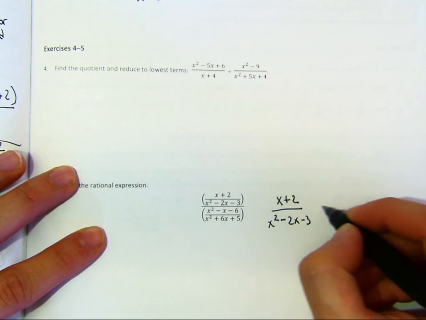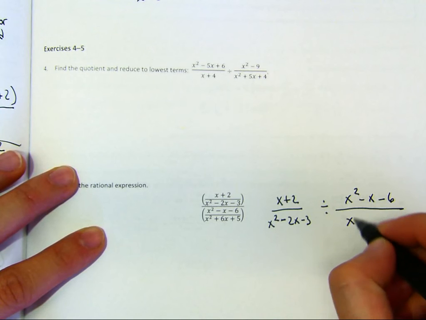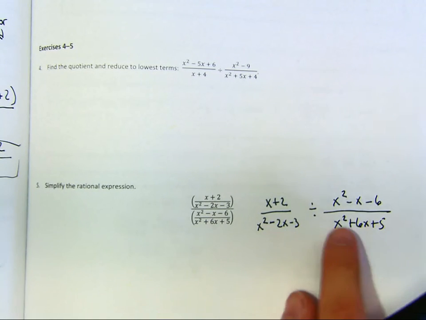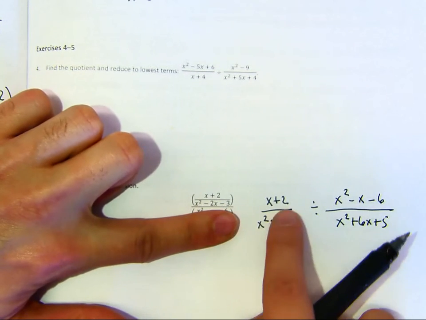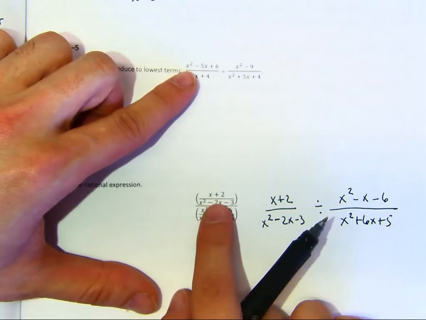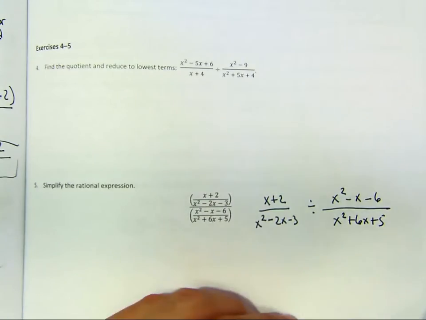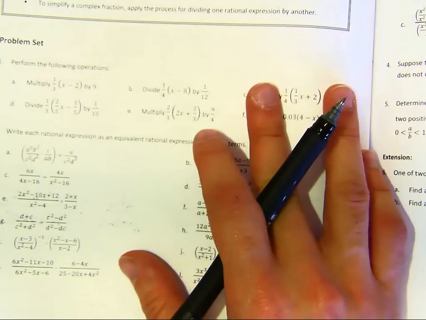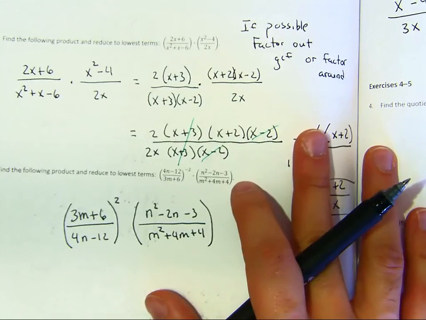Basically for this question here, the way you're doing it, you're doing x plus 2 over x squared minus 2x minus 3 divided by x squared minus x minus 6 over x squared plus 6x plus 5, right? Here, just take a second and pause and see what I wrote. You're literally just taking this divided by that. They just show it in a different representation. But what are you going to do? You keep, change, and then you flip. And then you multiply and simplify and all that stuff.